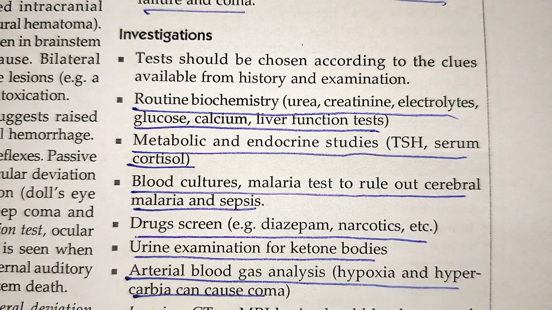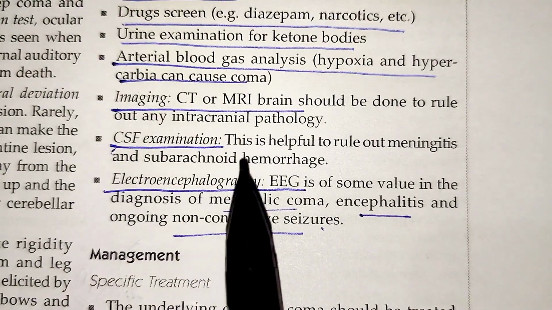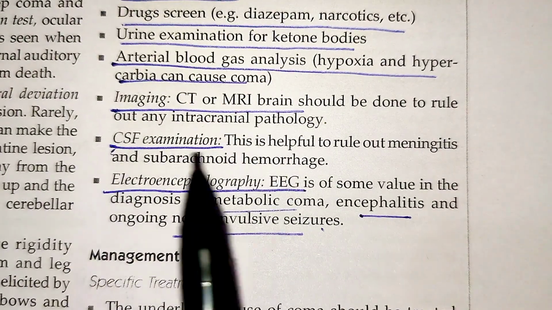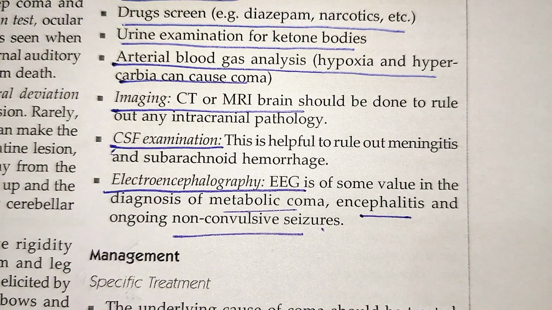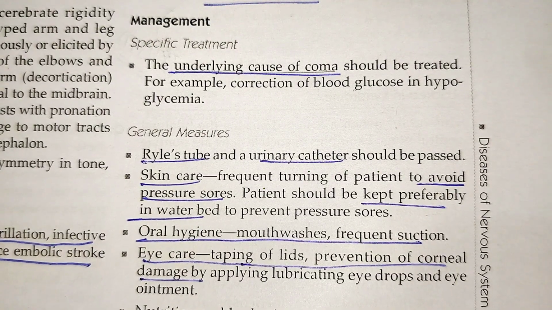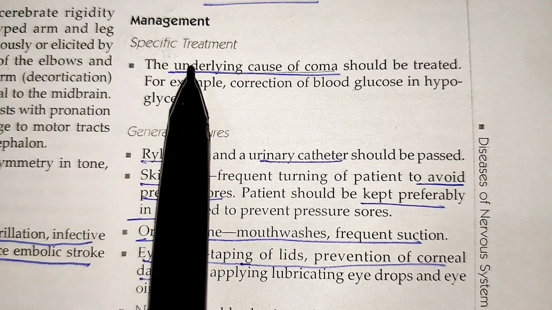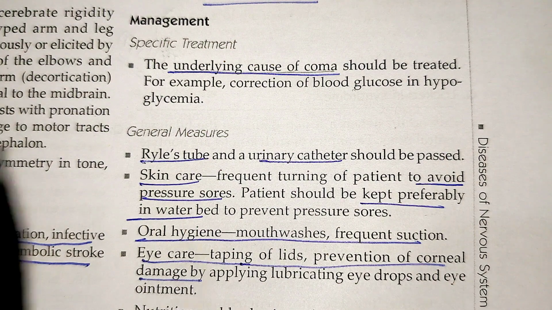Then imaging. In case of imaging, we will do CT or MRI brain. CSF examination should also be done to rule out meningitis and subarachnoid hemorrhage. EEG is also done, electroencephalography. Management of the coma patient is divided into two: specific treatment and general measures. In case of specific treatment, the underlying cause of the coma should be found out, and the underlying cause of coma should be treated.